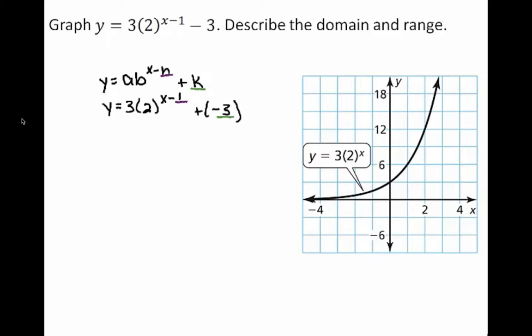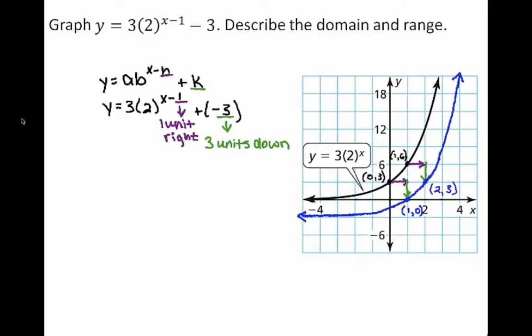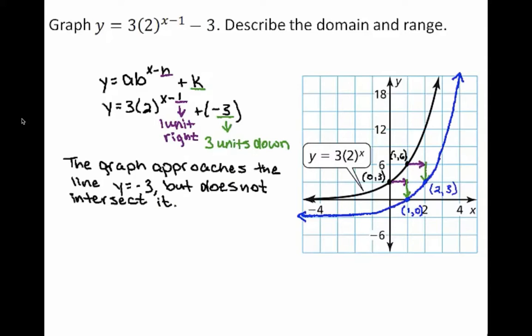Because h is 1, you want to translate the graph of y equals 3 times 2 to the power of x 1 unit right. And because k is negative 3, you also want to translate the graph 3 units down. So the point (0, 3) maps to the point (1, 0), and the point (1, 6) maps to the point (2, 3). Notice that the graph approaches the line y equals negative 3 but does not intersect it.